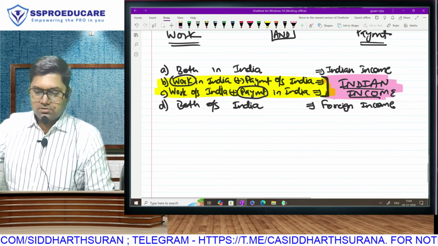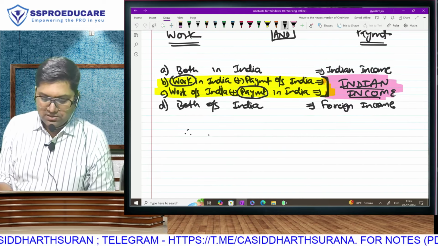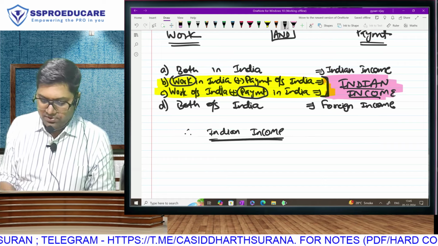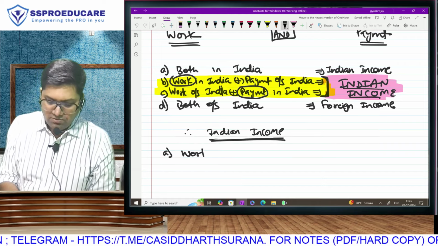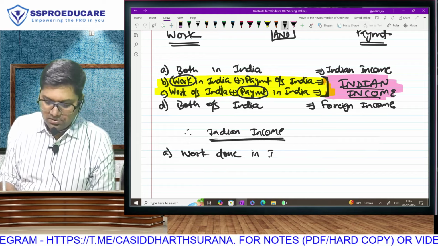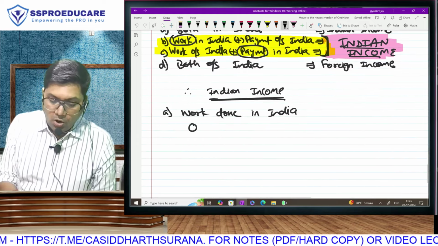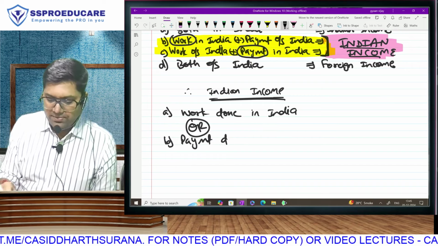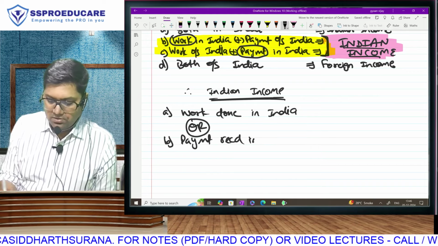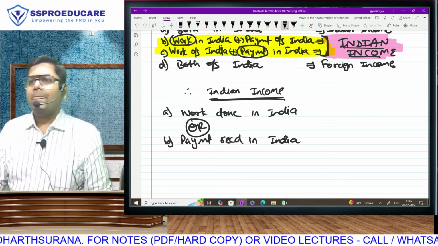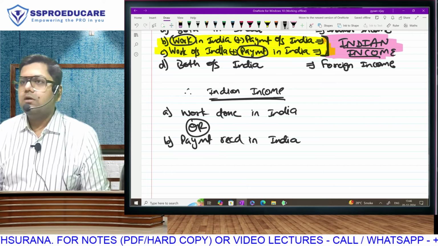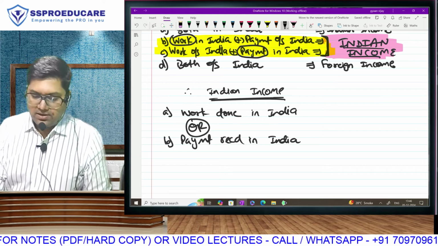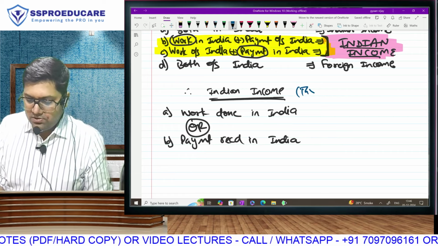Understood? Fantastic. That means what is our conclusion? Indian income will take place if work done in India, or, because any one of them, payment received in India. Work done in India or payment received in India. Bro, what? Work done in India or payment received in India. This will be taxable for everyone.